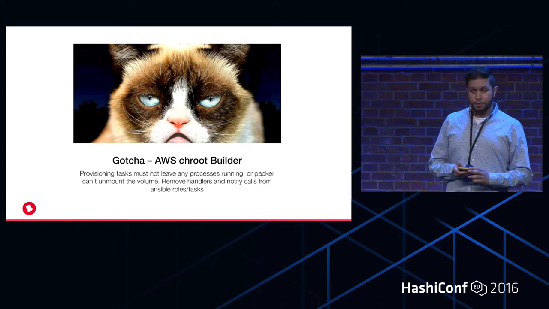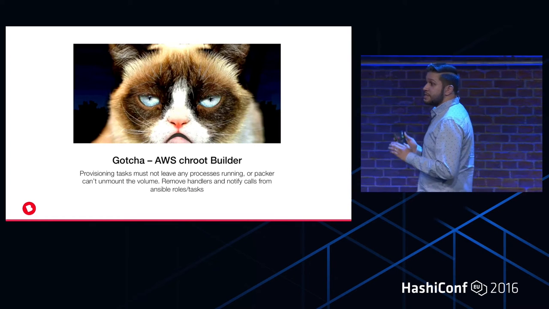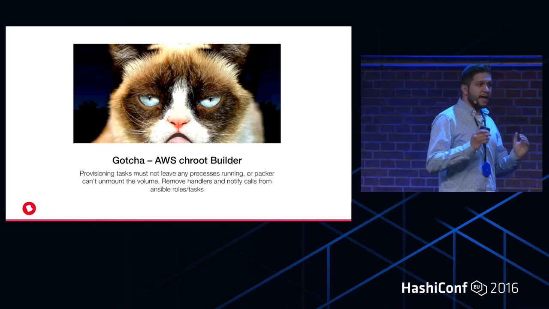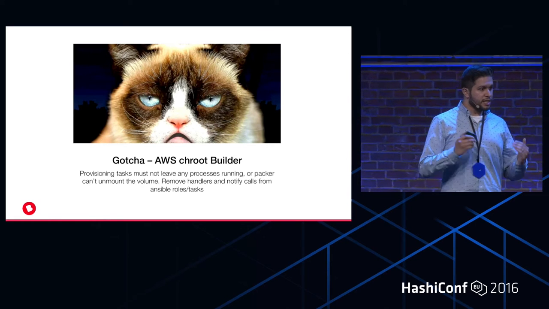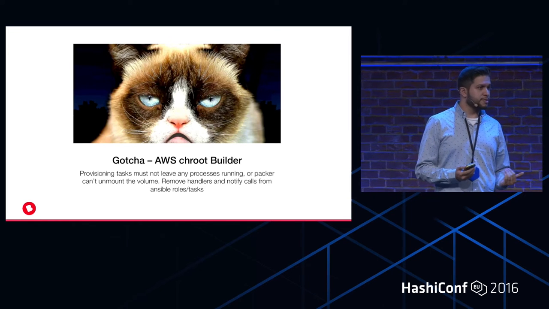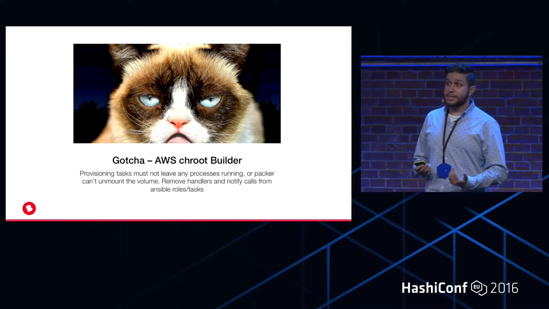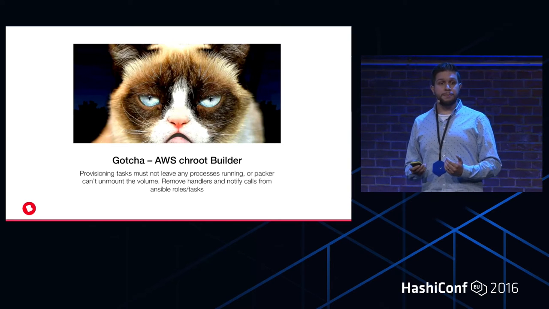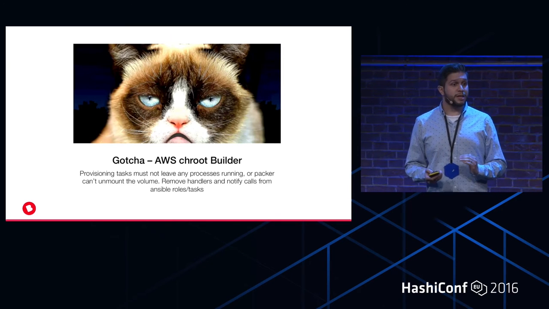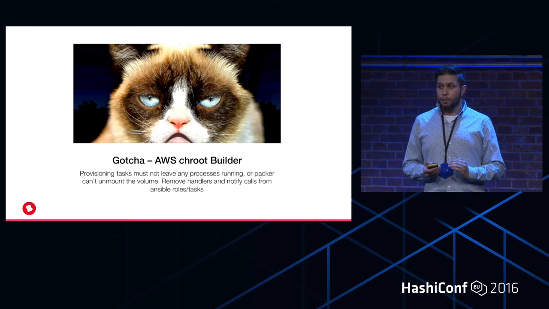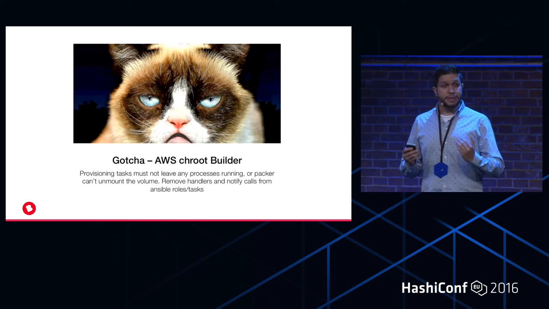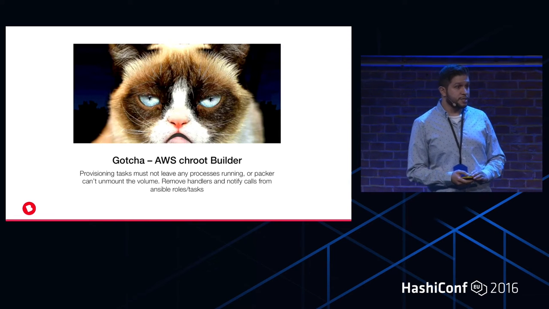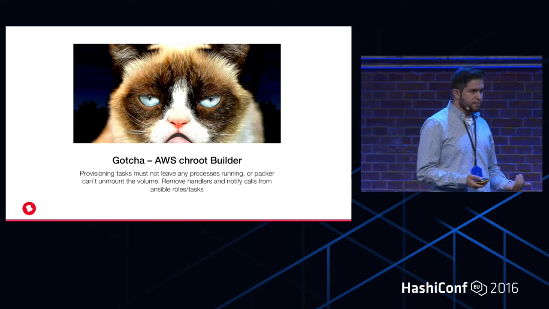As Werner said this morning, there is a caveat with the chroot builder, and that is you cannot leave any processes running, otherwise Packer can't unmount that block device. So in our case, with Ansible roles, we actually submit upstream pull requests to make service management a flaggable feature, or we maintain our own forks and explicitly stop all services running before the Packer run finishes, so they can actually unmount and snapshot that volume.